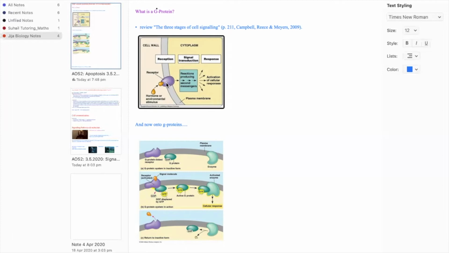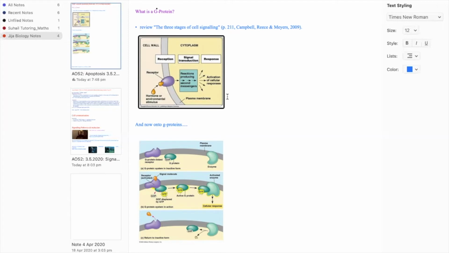Their ligands are water soluble and are generally too large to pass freely through the plasma membrane, and that is why they have to bind to a receptor on the cell membrane. Now, there are certain receptors in the plasma membrane that will bind to water soluble signaling molecules. All right, so there are three major types of membrane receptors that have been identified: G-protein coupled receptors, receptor tyrosine kinases, and ion channel receptors.